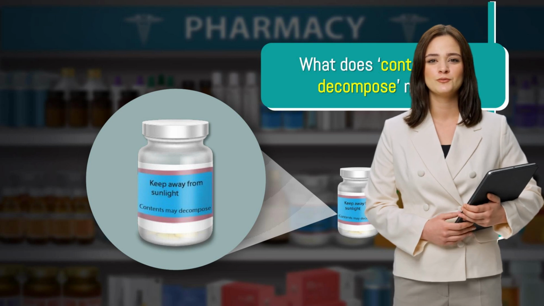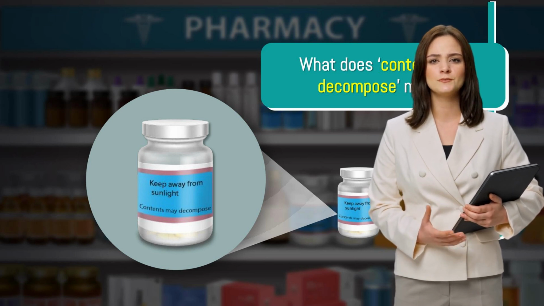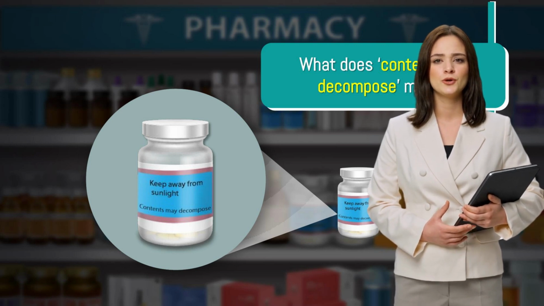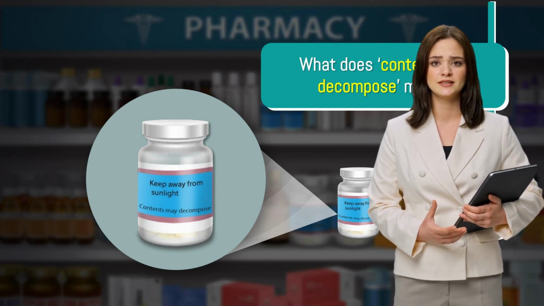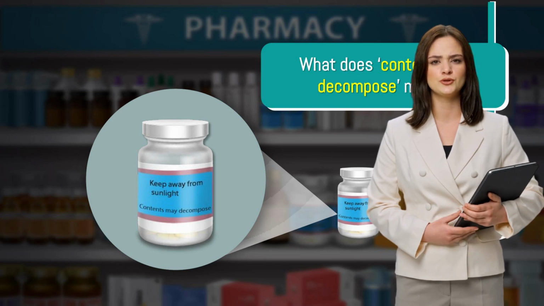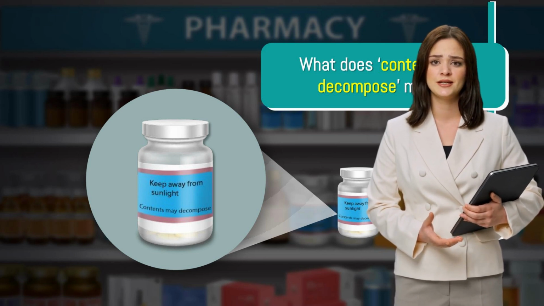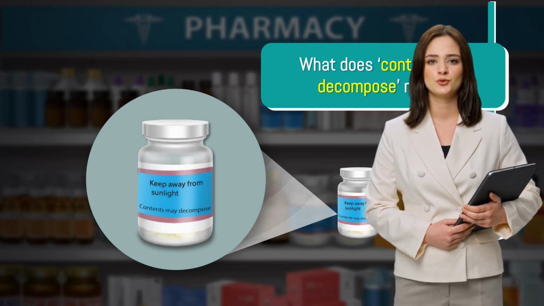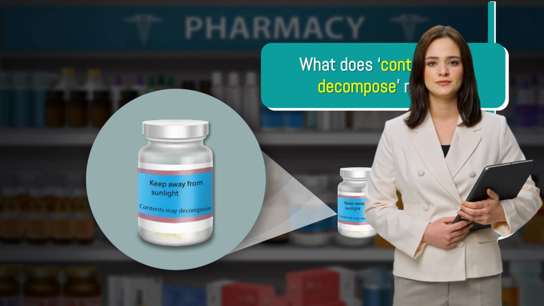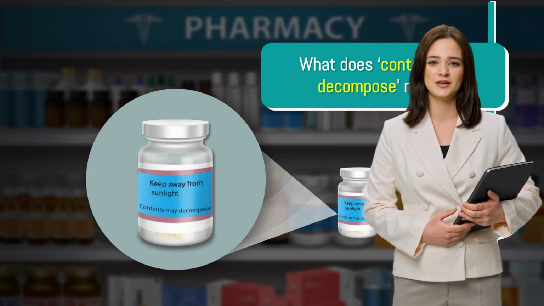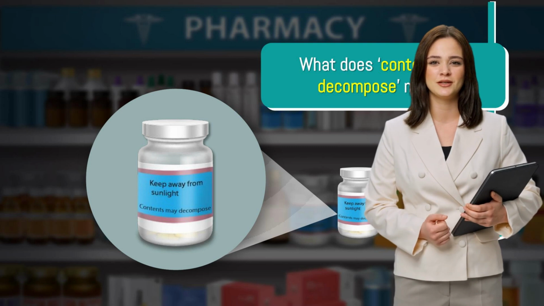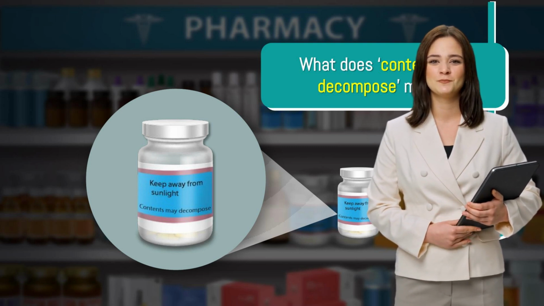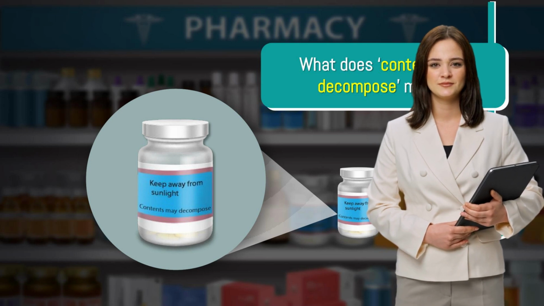For example, look at this label. It says, "Keep away from sunlight. Contents may decompose." But what does that mean? It means that the medicine inside can undergo a decomposition reaction. In this process, one substance breaks down into two or more simpler substances. And if that happens, the medicine may lose its effectiveness or even become harmful. Let us study more about decomposition reaction on the next slide.